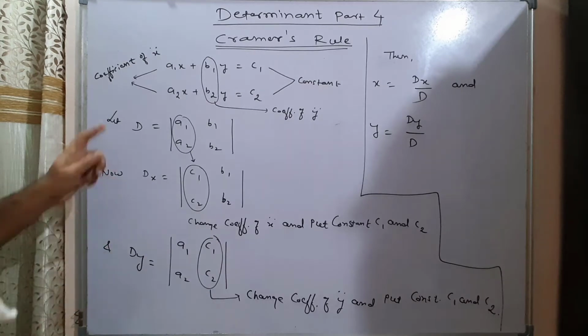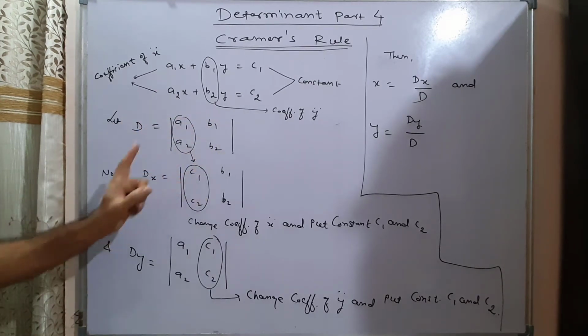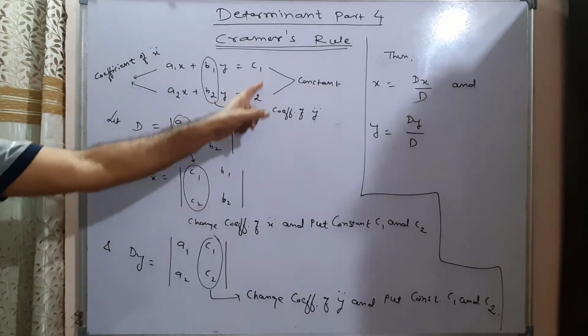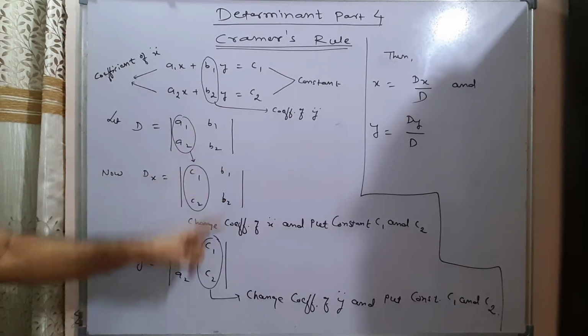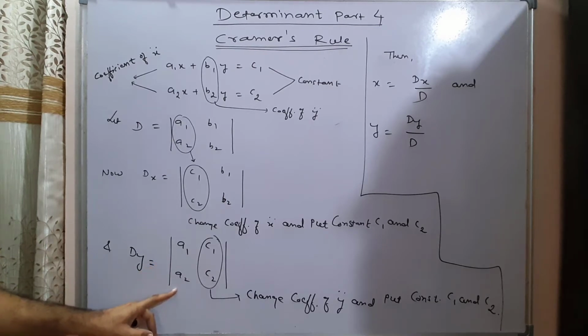That means D is a determinant containing the coefficients of x, y. For Dx, instead of the coefficient of x, we put the constants c1, c2. For Dy, instead of the coefficient of y, we substitute c1, c2, and keep the coefficient of x as it is.